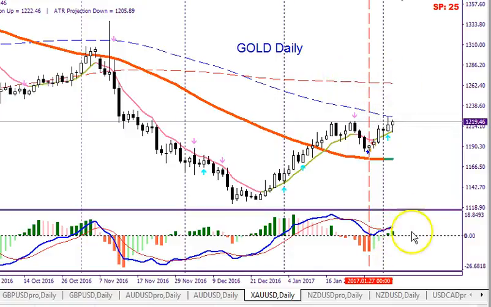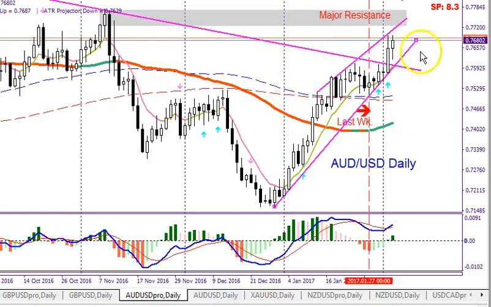So look at the MACD. Histo bars are rising away from zero. Looks like momentum is to the upside. So if gold continues going higher, then the Australian dollar will also kick in and continue going higher as well.